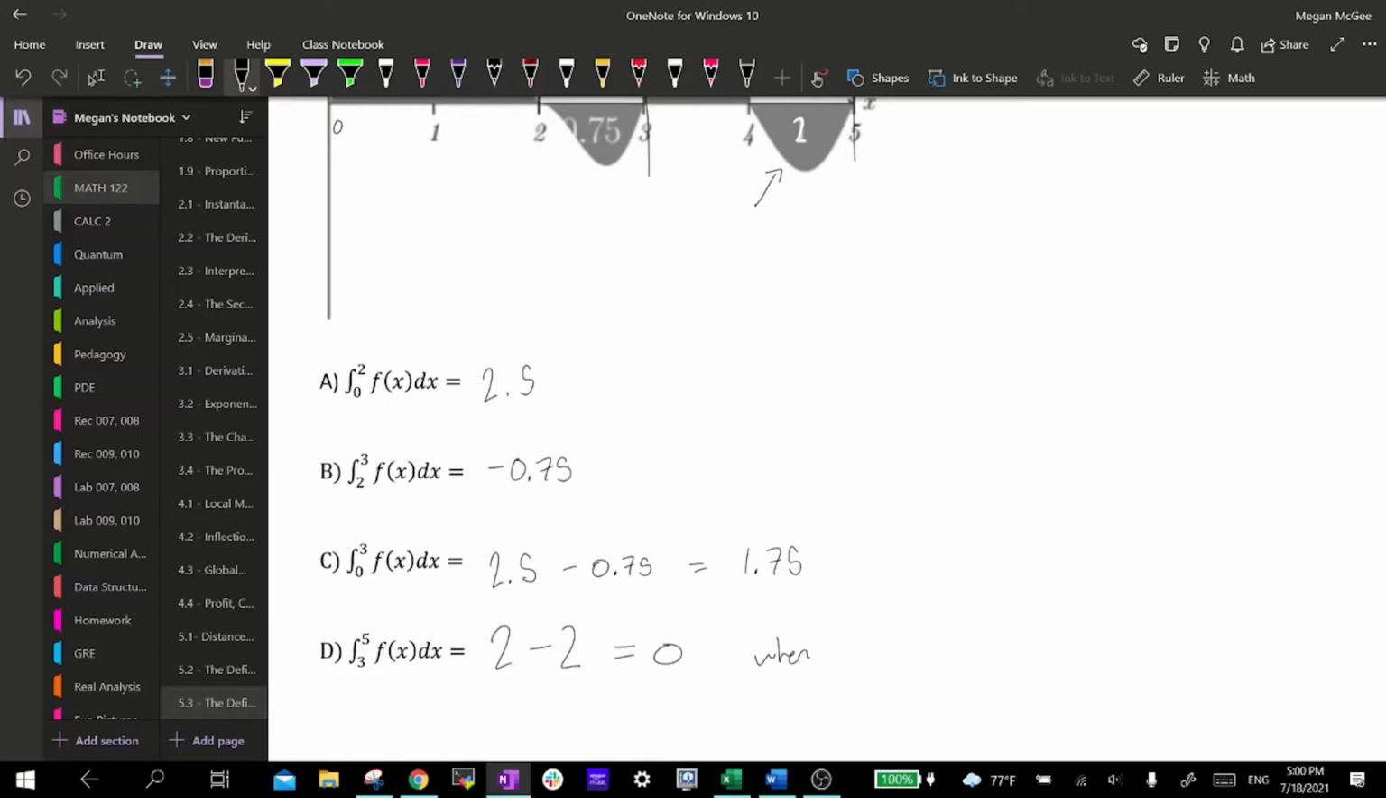So when calculating net area, sometimes area will cancel out. So it's okay to end up with a 0 area, alright? Because sometimes it will cancel out.